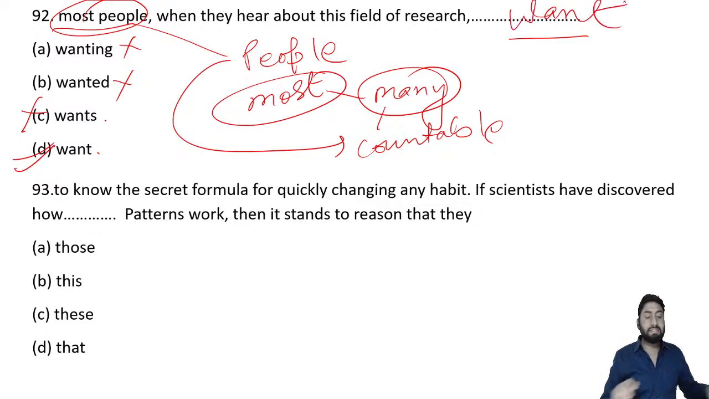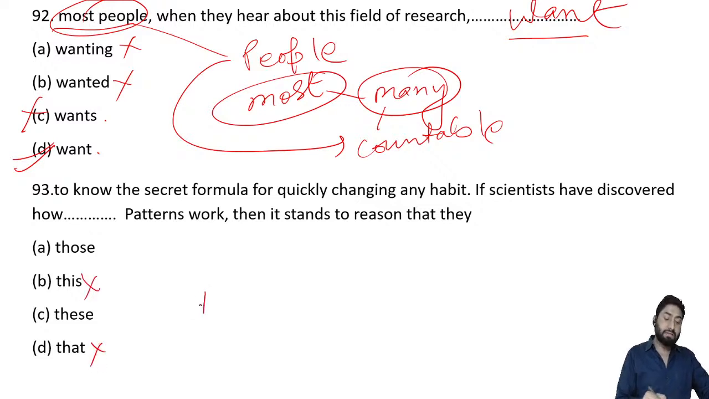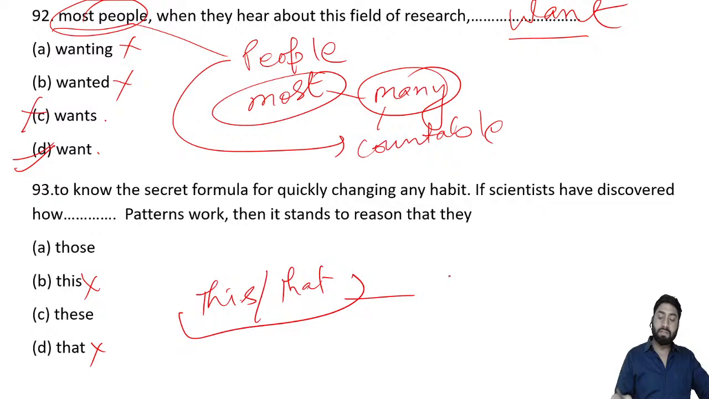Want to know the secret formula for quickly changing any habit? If so, scientists have discovered how blank patterns work. The C should not have been capital. How blank patterns work. So what should be in the blank? How those patterns work, how these patterns work; how this and that is for singular. So there is no point in either of these two coming here.